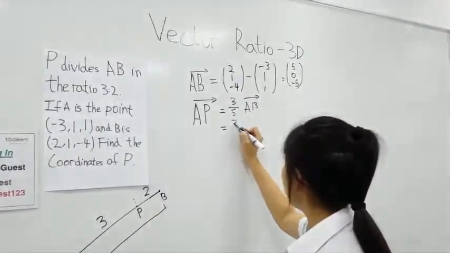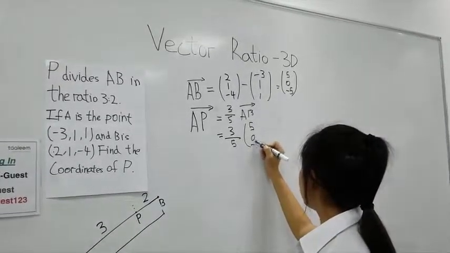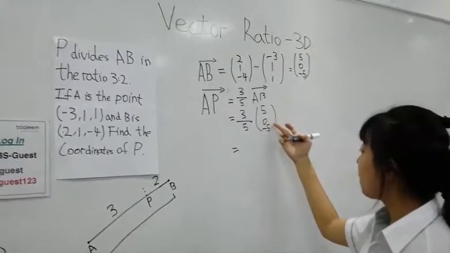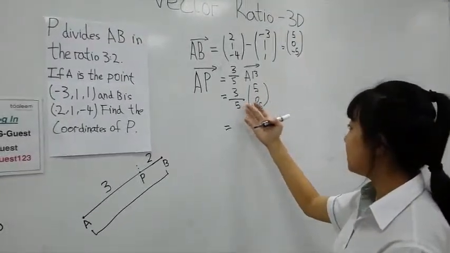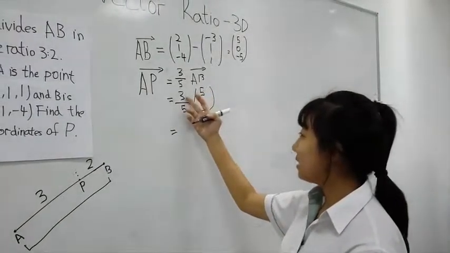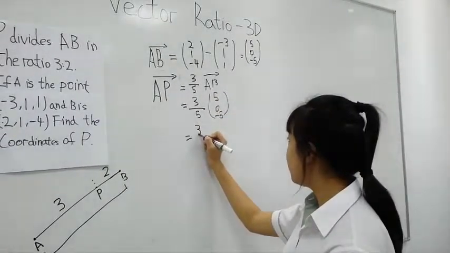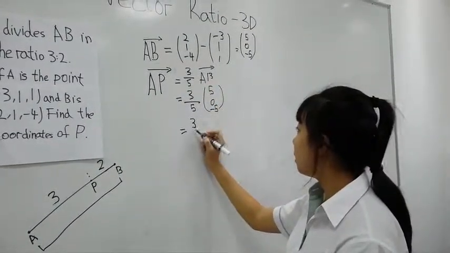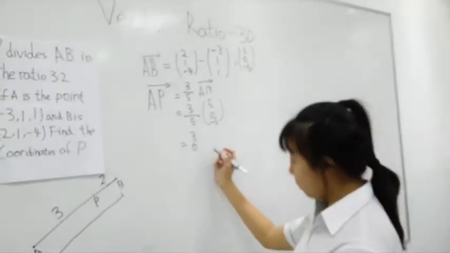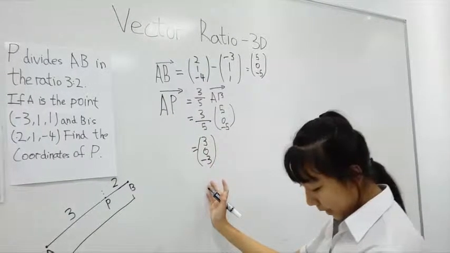And this gave us 3 over 5 times 5, 0, and minus 5. To find the AP, we need to take each number in the vector, divide by the denominator and times by the numerator. So 5 divided by 5 times 3 equals 3. 0 divided by 5 times 3 equals 0. Minus 5 divided by 5 times 3 equals minus 3. And here we get our AP.